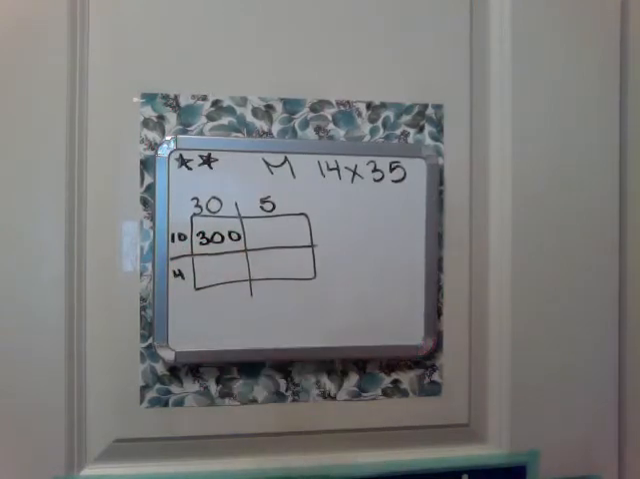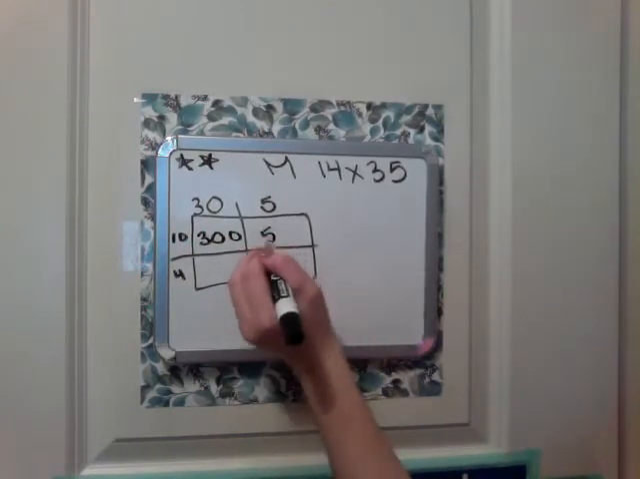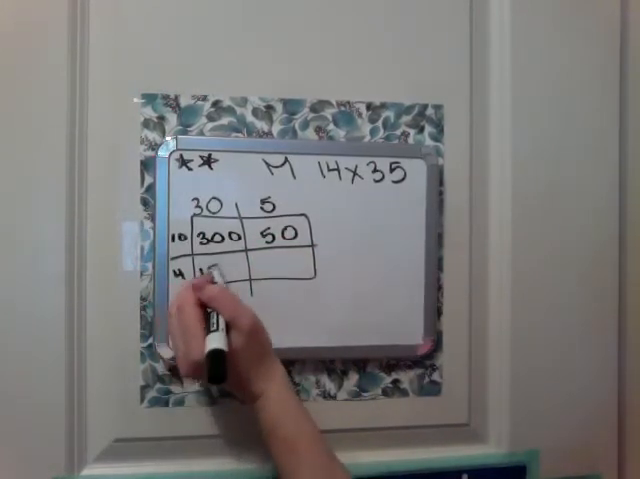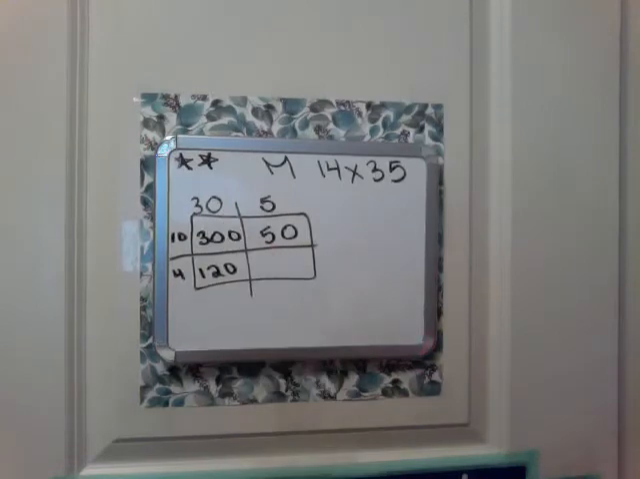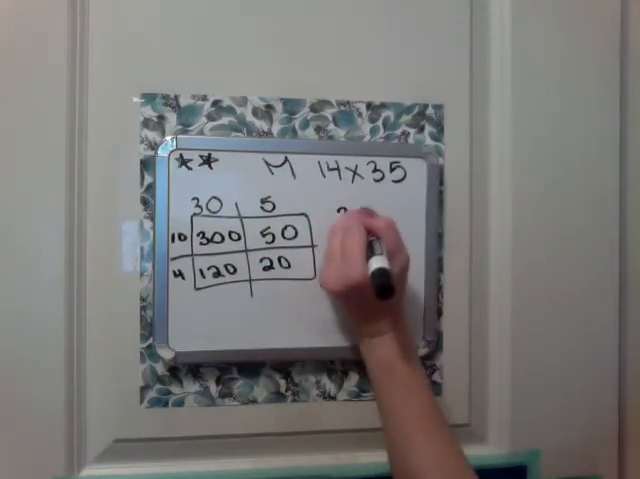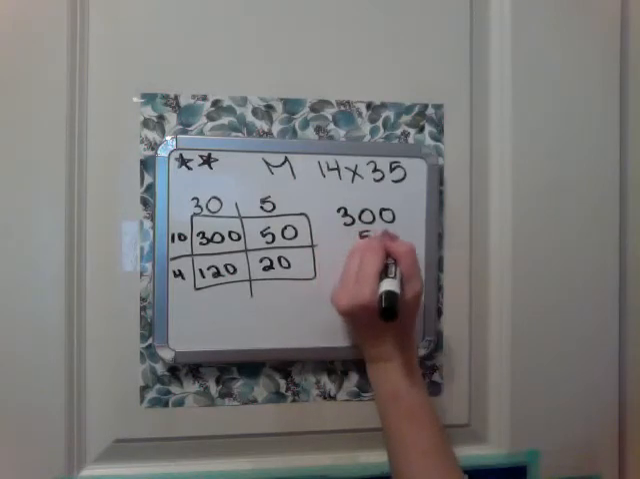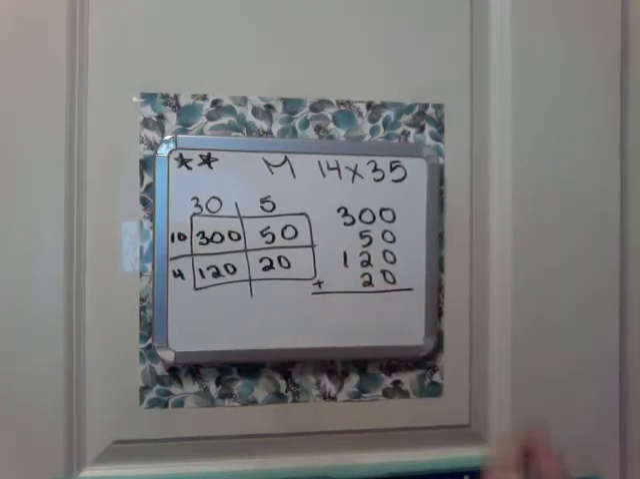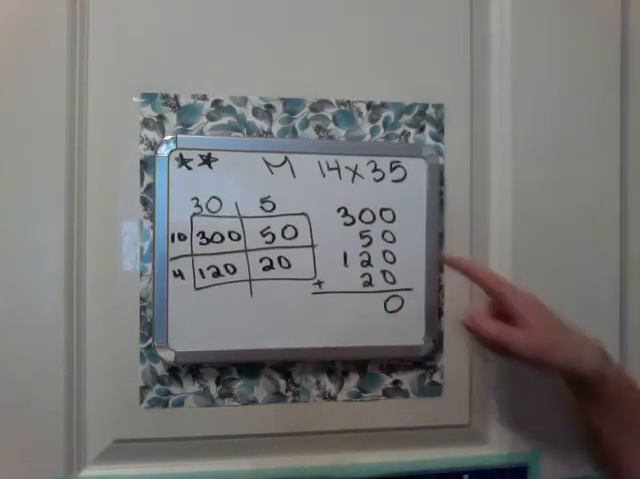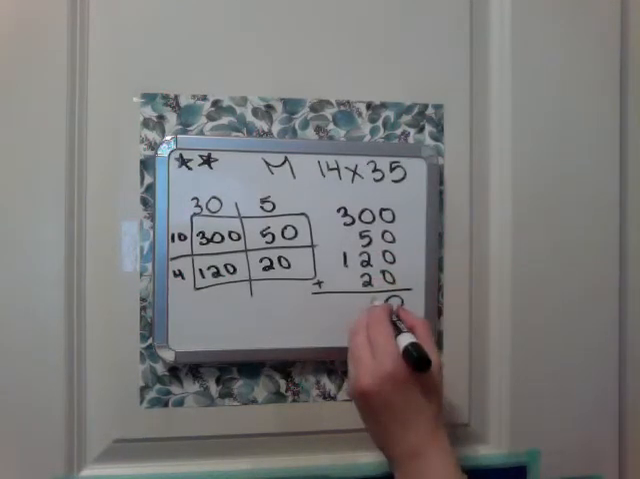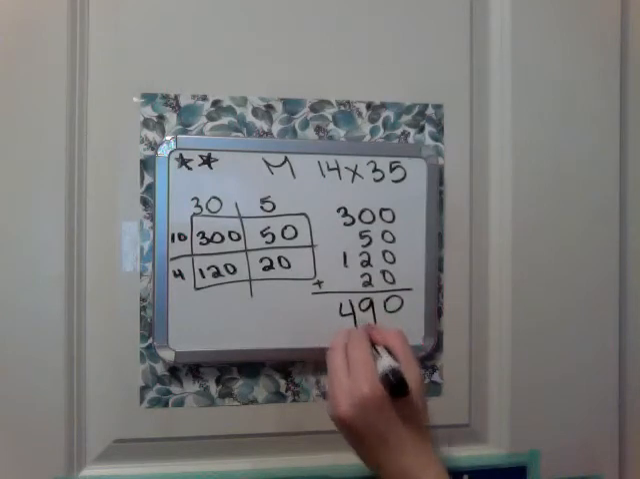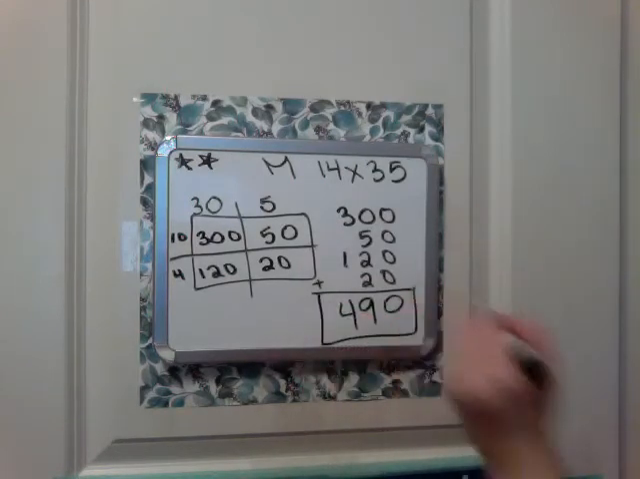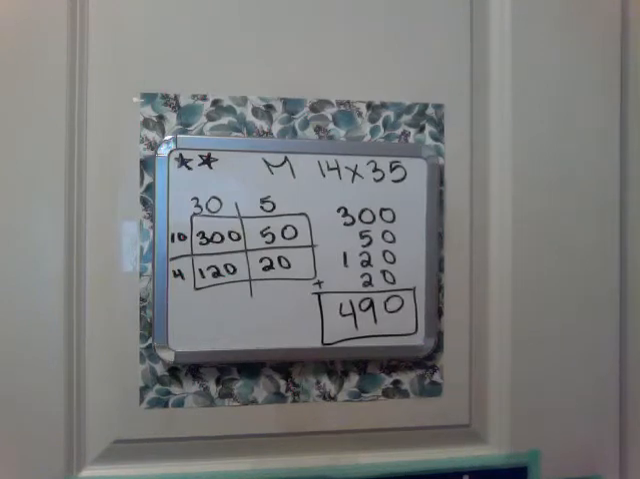10 times 5 is 50. 30 times 4 is 120. I know 3 times 4 is 12, plus moving over one place on the place value chart. And then 4 times 5 is 20. Now that we have all of our partial products, we need to add them all up to get our final product for the entire answer. Make sure you line up your place values here. In the ones place, we have 0, then 5, 6, 7, 8, 9 tens, and 4 hundreds. So your final answer should be 490. 14 times 35 is 490. Give yourself a star for the answer there.